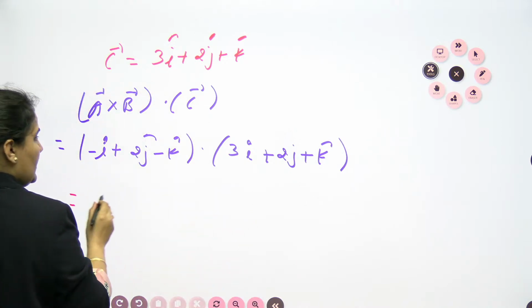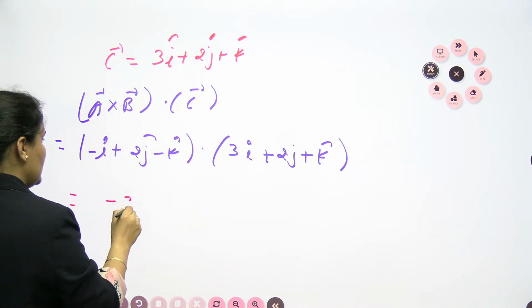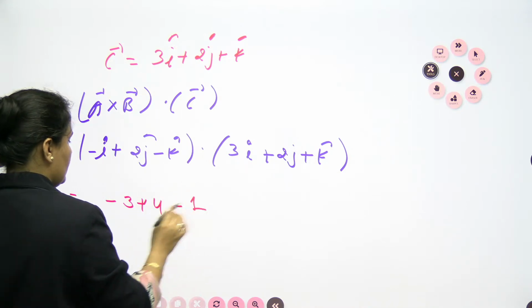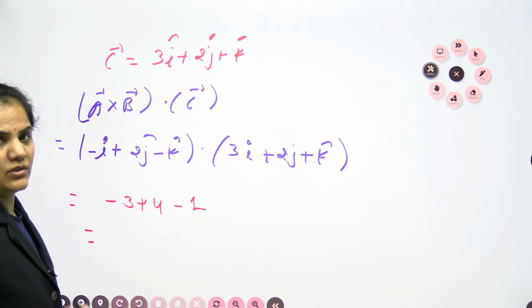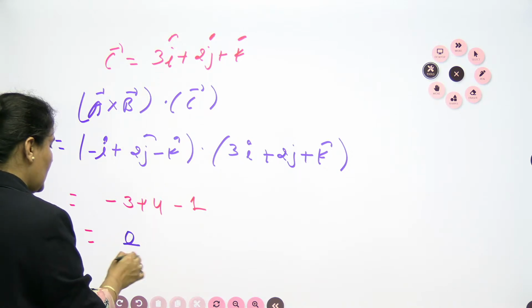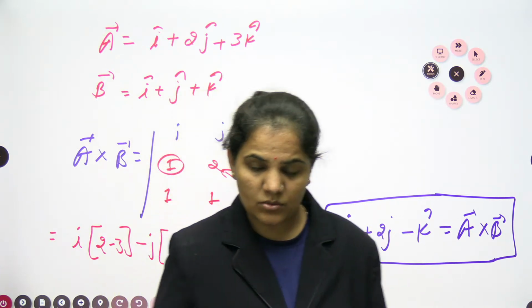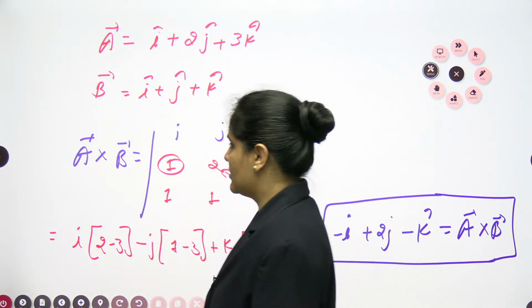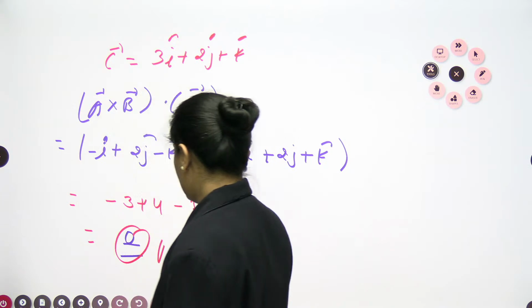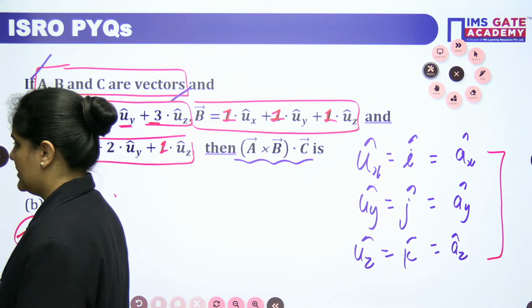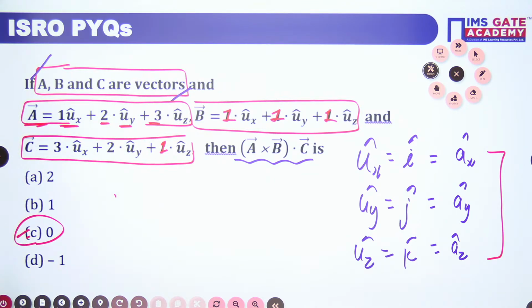When I solve this, i dot i will be 1, so this will be minus 3. j dot j will be 1, so 2 times 2 is 4, and then minus 1. So I have minus 3 plus 4 minus 1, which is 0. My result is 0. I can see the result very easily, which is 0.